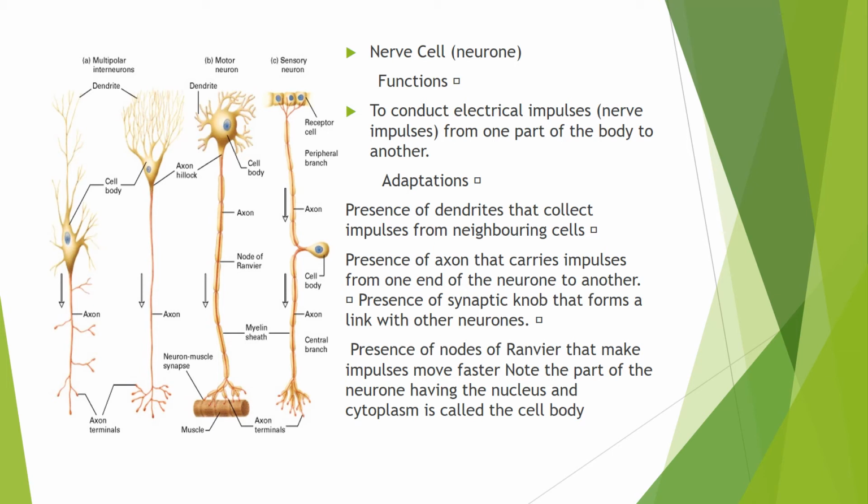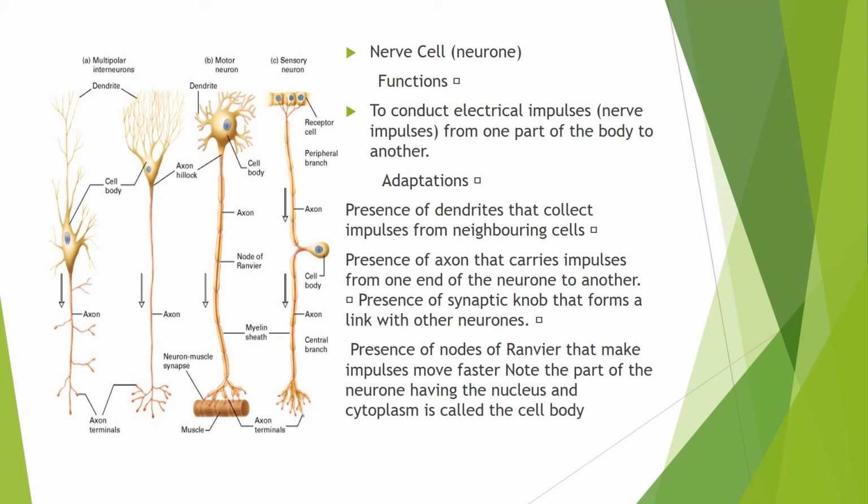Making it much easier for electrical impulses to be moved from one point to the other. We have the presence of the node of Ranvier that makes the impulses move faster. So you must take note of the part of the neuron having the nucleus and cytoplasm. We call that whole part a cell body, right?